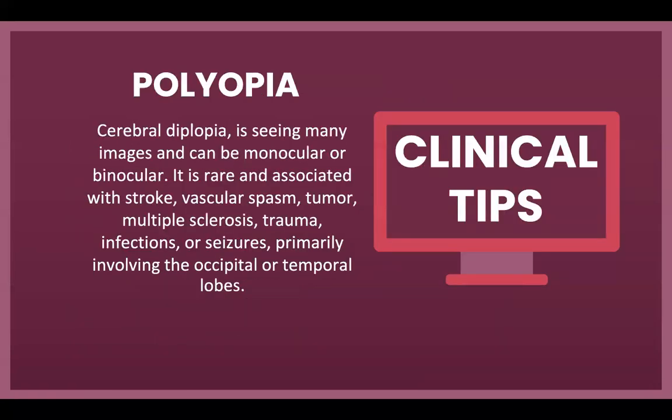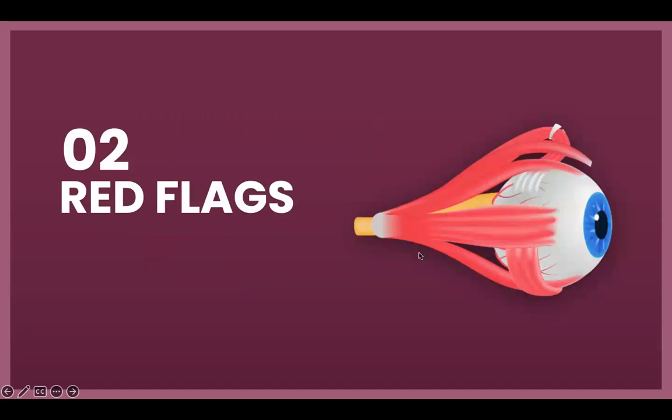There is another clinical tip, what is called polyopia. Polyopia is multiple images of the same object. It can be monocular or binocular. Monocular, if you close the other eye, it will persist, and binocular, if you close one eye, it will be abolished. Polyopia is usually called cerebral diplopia, and this is related mainly to stroke, vascular spasm, tumor, multiple sclerosis, or some other occipital or temporal lobe abnormalities.